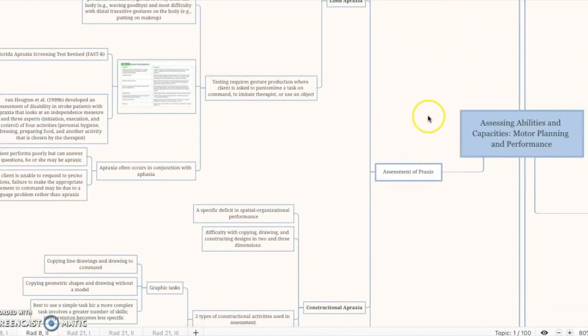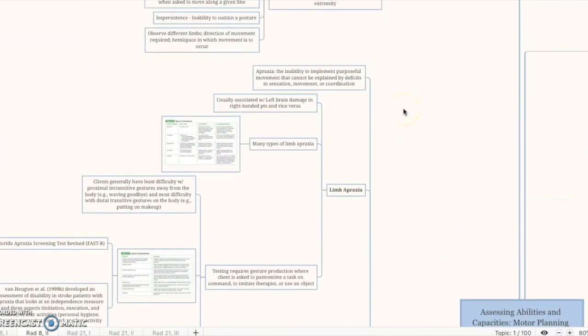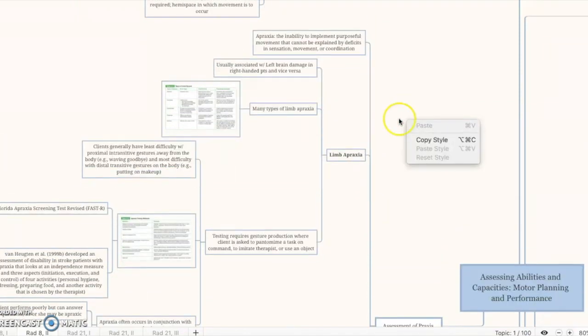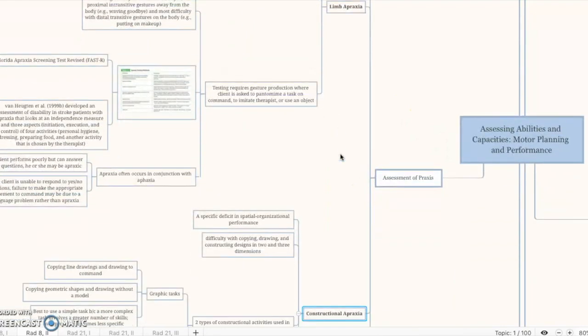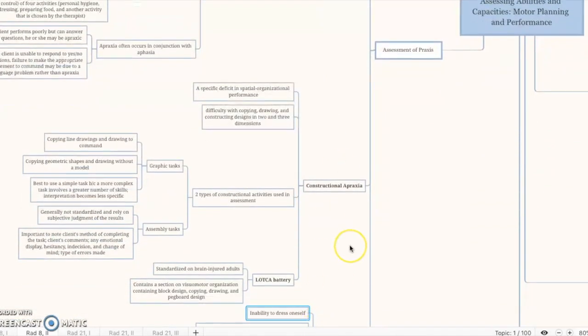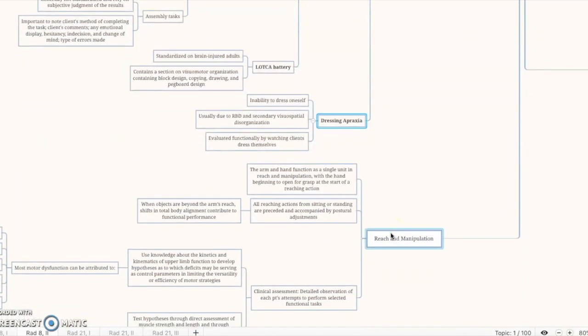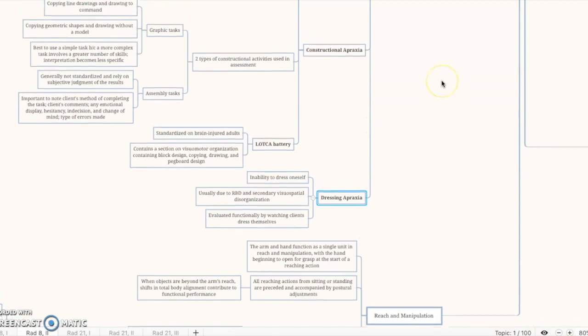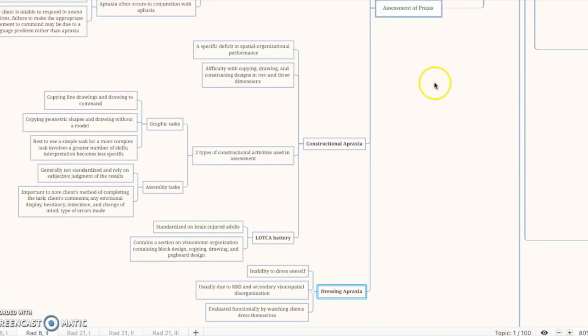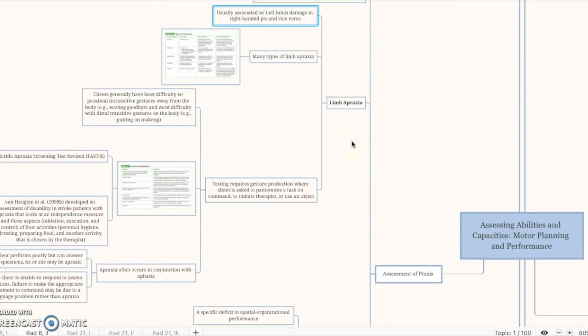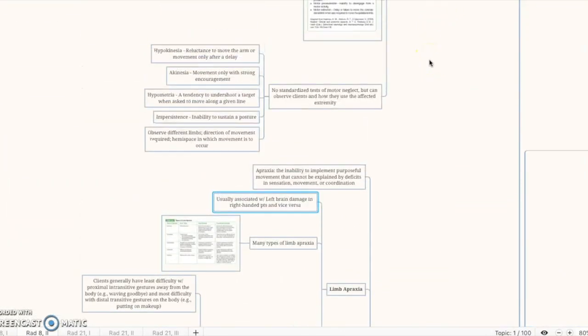The next important thing that we want to talk about is assessment of praxis. There are different kinds of praxis, including limb apraxia, constructional apraxia, and dressing apraxia. You can see here with constructional apraxia, the Lotka battery is a good assessment to use with this. Okay, moving on.